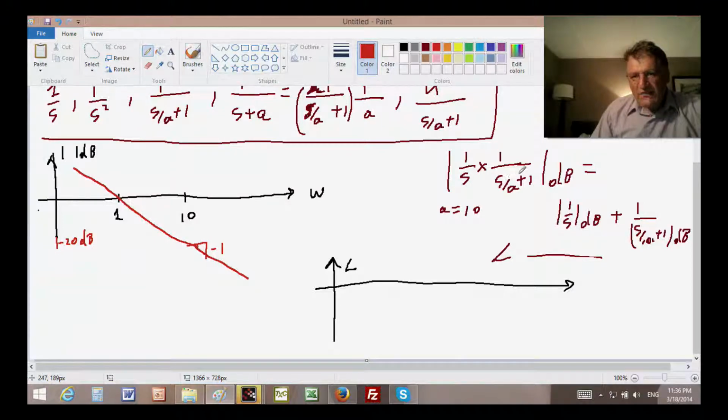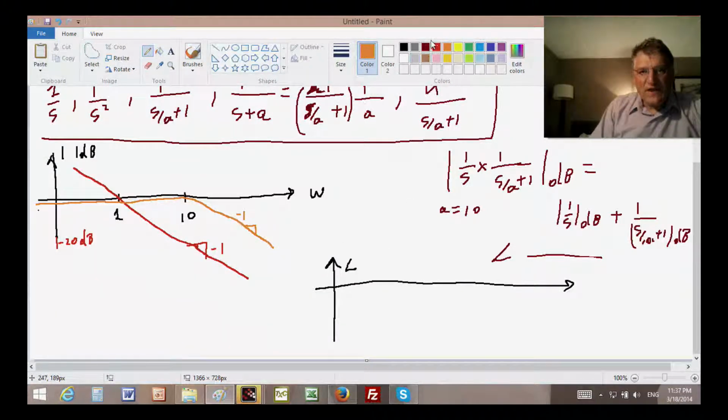Now 1 over S over A plus 1, what is that? Well, we know that it is more or less a horizontal line which goes like this, and then breaks off with a -1 slope here, once it passes 10 radians per second.